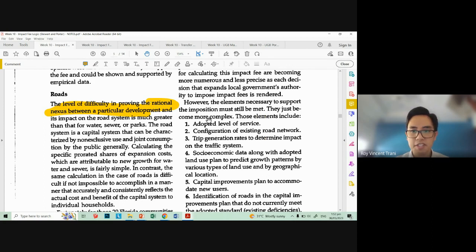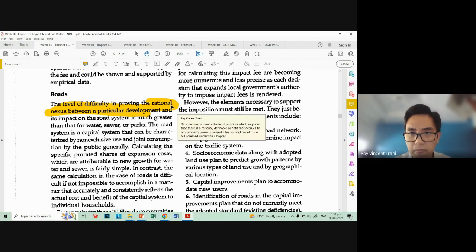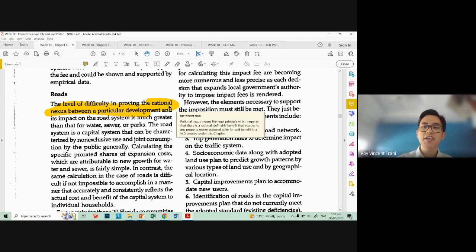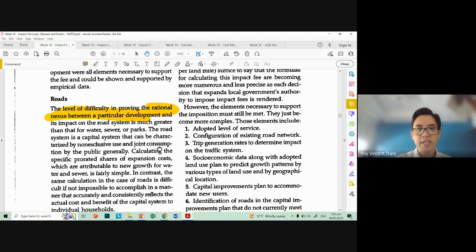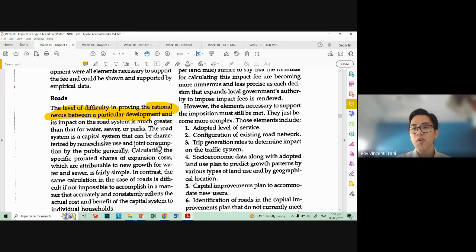These other definitions here are not really connected. But anyway, it's a legal principle which requires that there's a rational and definable benefit that accrues to any property owner. So basically, the idea is that once you prove that there is a connection or a benefit of the new project or the fee, then it has more legal merit.